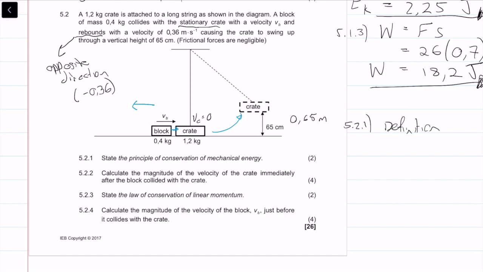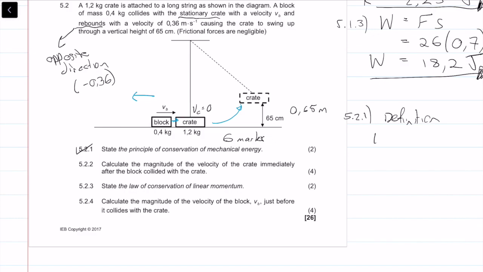Okay, so it says, state the principle of conservation of mechanical energy. Basically, in the absence of air resistance or any external forces, the mechanical energy of an object is constant. That would be the definition, and we get 2 marks for that. Important to note, we had 6 marks in this question just from definitions.